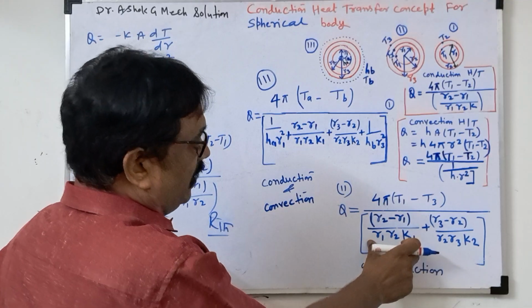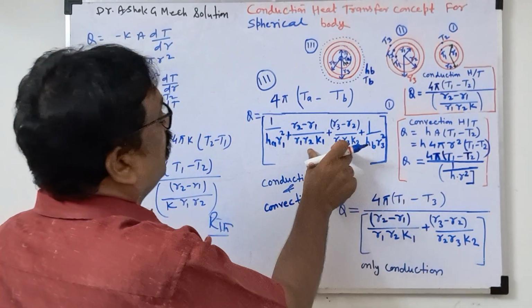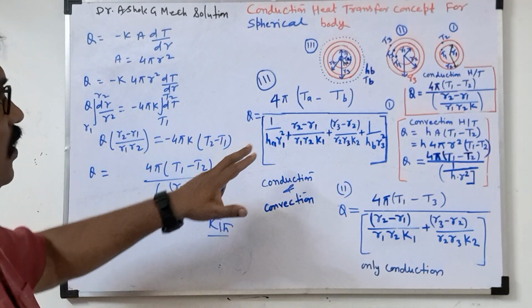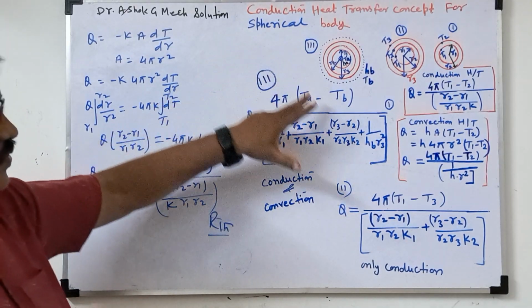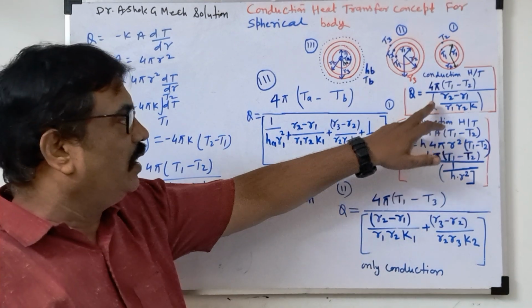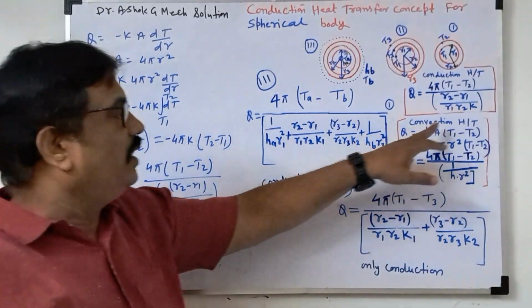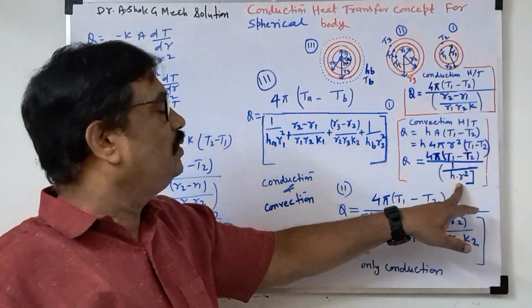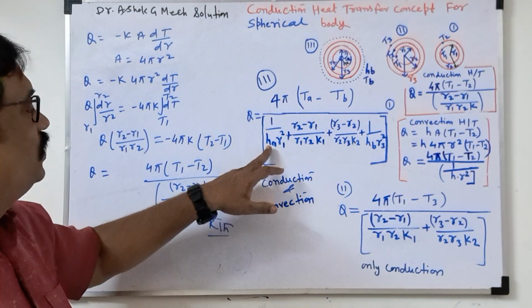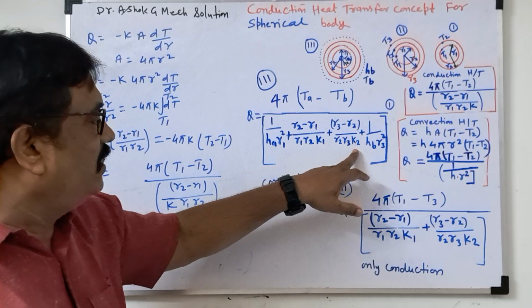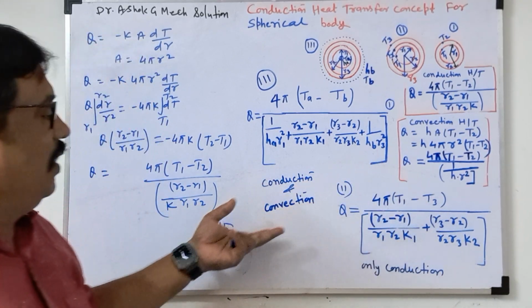Remaining, just write the thermal resistance for sphere body 1, sphere body 2. This is the trick for the plane wall, cylindrical body and spherical body. If you know the thermal resistance for the individual body and the convective thermal resistance for the individual body, you can add them. Suppose conduction and convection both are there, just add both sides, and inside write the thermal resistances for the spherical body 1, 2, similarly like this.